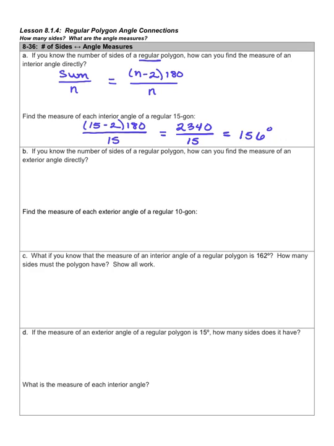What if we know the number of sides of a regular polygon? How can we find the measure of each exterior angle directly? Well, remember, the sum of the exterior angles of any regular polygon is equal to 360 degrees. They all have the same exterior angle sum as long as they are regular. So if we take those 360 degrees and divide it evenly among all of those exterior angles, we will have the measure of one exterior angle.